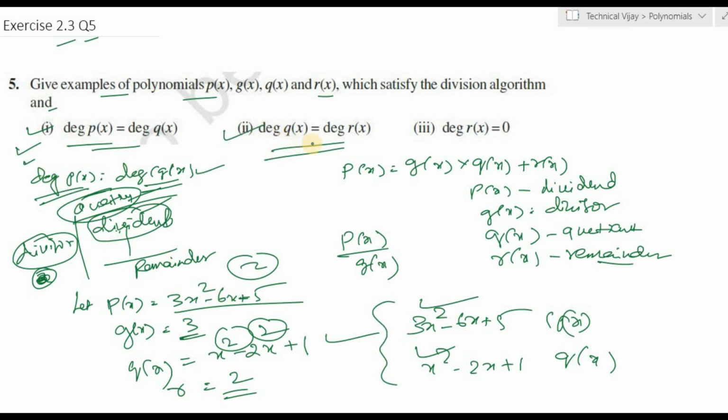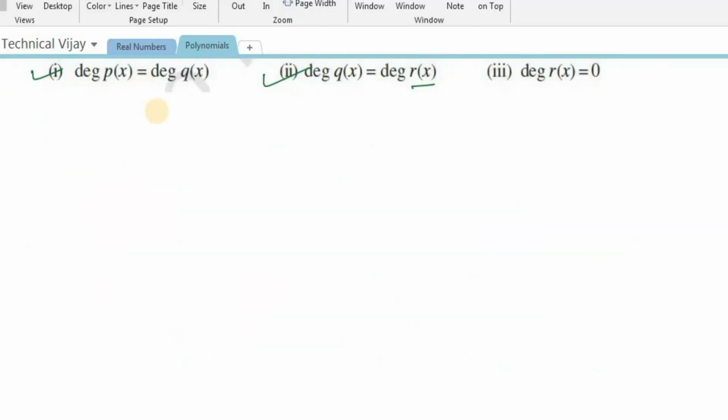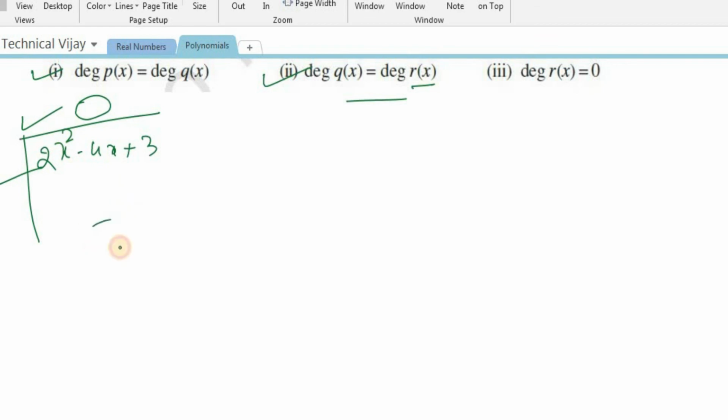Second portion, degree of q of x is equal to degree of r of x. Nothing but this degree and this degree to be equal. So now in the second portion we will take the degree of q of x to be equal to the degree of r of x, that is, the quotient degree and the remainder degree to be equal. That type of example. For example, if we take 2x square minus 4x plus 3, some polynomial, suppose this is the p of x, then if we divide it by something else, the quotient degree and the remainder degree should be equal. That is what he is asking, that type of equation.